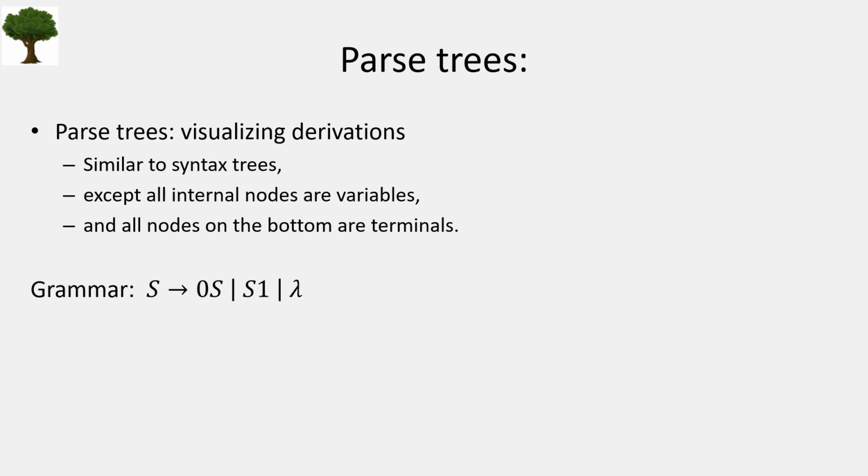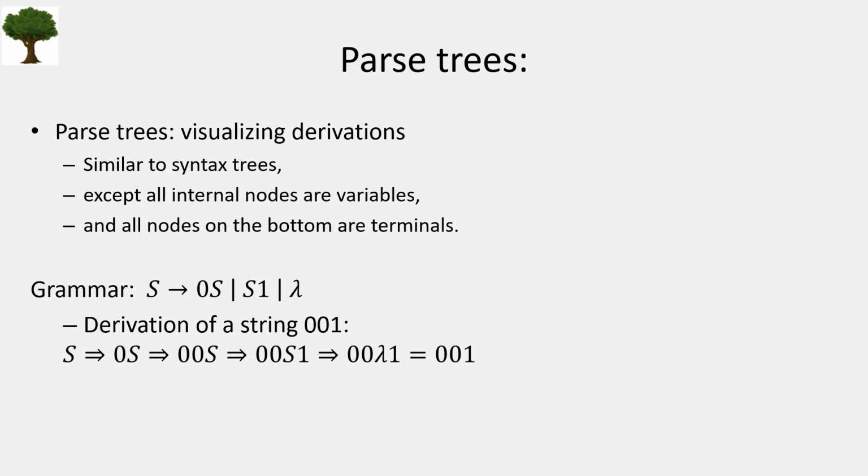So one way to visualize the derivation is something very similar to what we use at the very beginning of the class to visualize our formulas. We use syntax trees to parse our formulas and show the order of operations. Here we use parse trees, very similar idea, to represent the derivations. One big difference between syntax trees and parse trees is that here all the internal nodes are the variables, so you cannot really put plus and times and then say that something comes out of the plus and times. Only things like S can be in the middle.